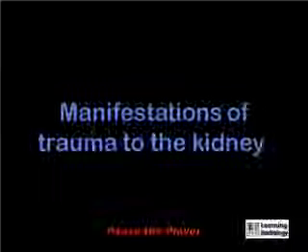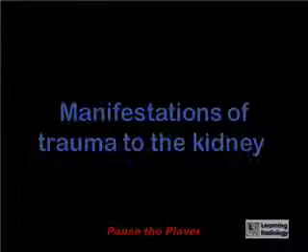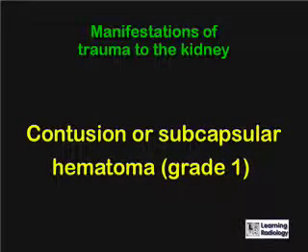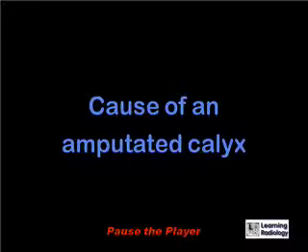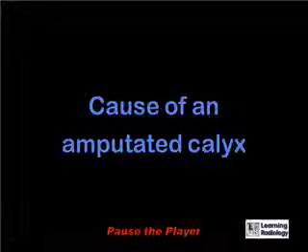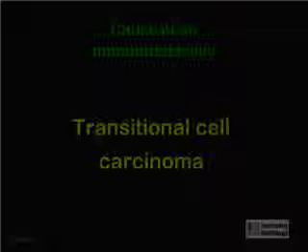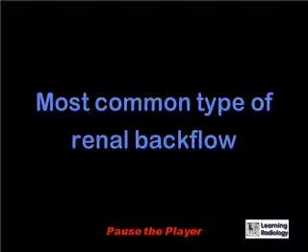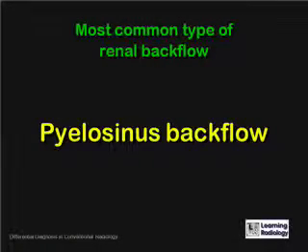What are the most common manifestations of trauma to the kidney? Contusion or subcapsular hematoma. What is the most common cause of an amputated calyx? A transitional cell carcinoma. What is the most common type of renal backflow? Pyelosinus backflow.